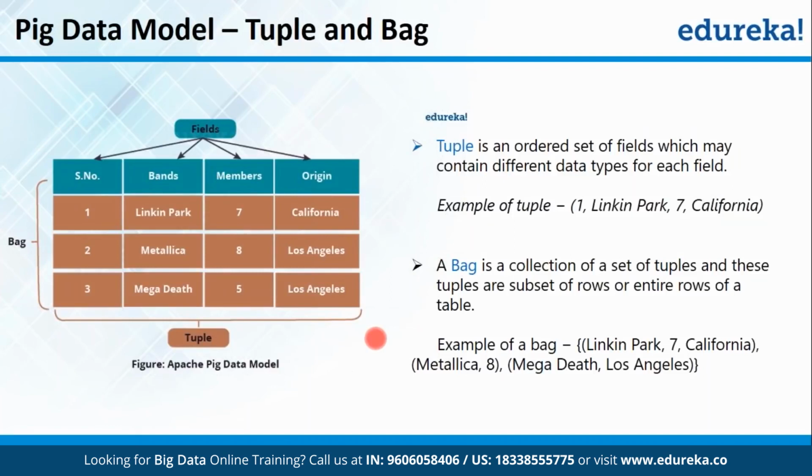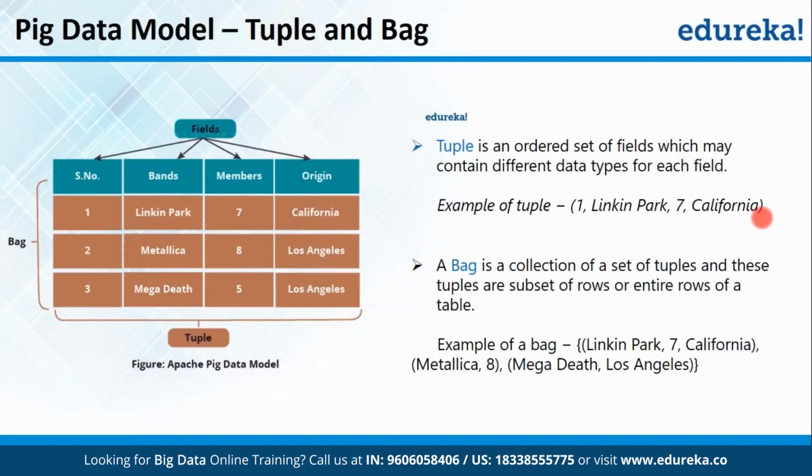So what is a tuple? A tuple is nothing but an ordered set of fields, which can contain different types of data. As you can see right here, there are four fields. So 1, Linkin Park, 7 and California could be one tuple. 2, Metallica, 8, Los Angeles could be another tuple, and 3, Megadeth, 5, Los Angeles again could be the third tuple, right? So these rows in itself are tuples. To represent a tuple, you have to put the fields within parentheses. The opening parenthesis is the start of the tuple and the closing parenthesis is the end of the tuple.